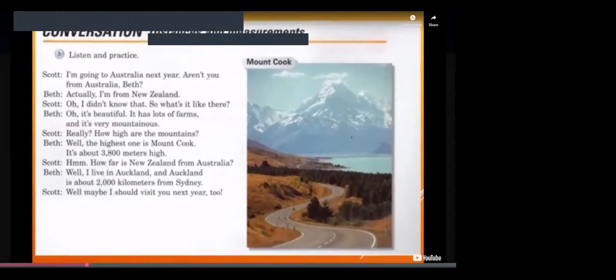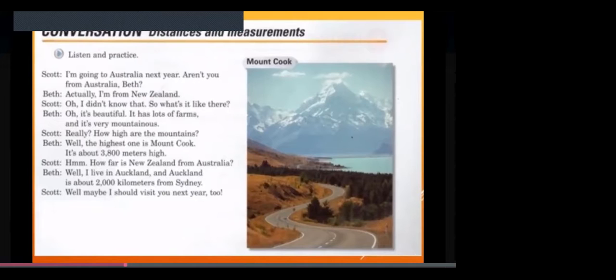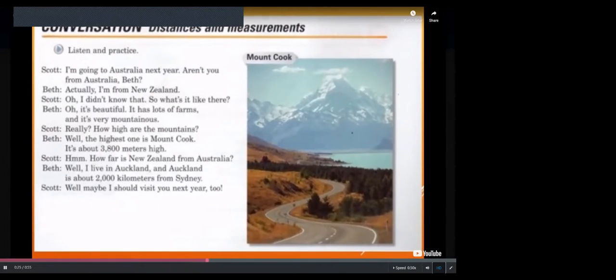Listen and practice. I'm going to Australia next year. Aren't you from Australia, Beth? Actually, I'm from New Zealand. Oh, I didn't know that. So what's it like there? Oh, it's beautiful. It has lots of farms, and it's very mountainous. Really? How high are the mountains? Well, the highest one is Mount Cook. It's about 3,800 meters high. Hmm. How far is New Zealand from Australia? Well, I live in Auckland, and Auckland is about 2,000 kilometers from Sydney. Well, maybe I should visit you next year, too.